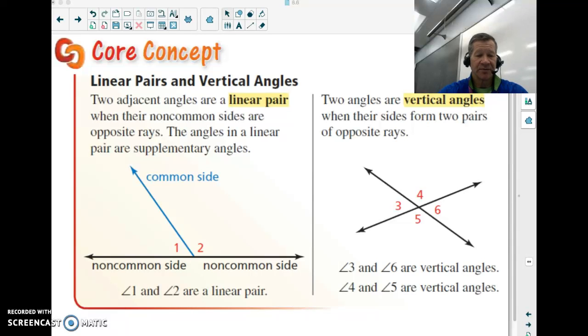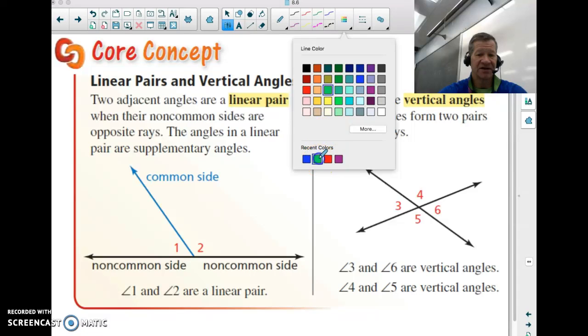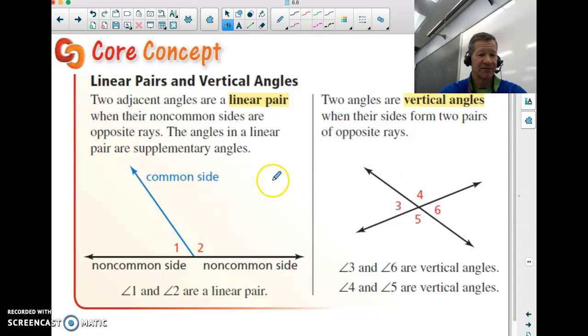All right, going on to example 3. It actually says example 4 in your book, but for some reason, I don't know if we skipped an example or what, but this will be example 4 in your book. We're going to talk about another two pairs of angles, and we're going to define those, and after defining those, we're going to do a little example about them.